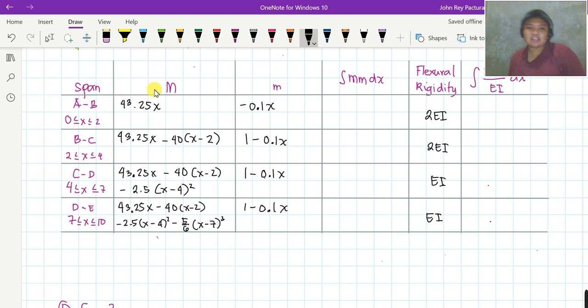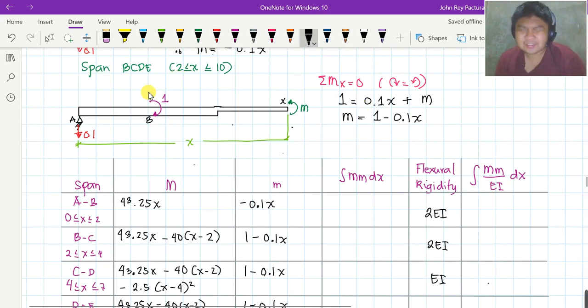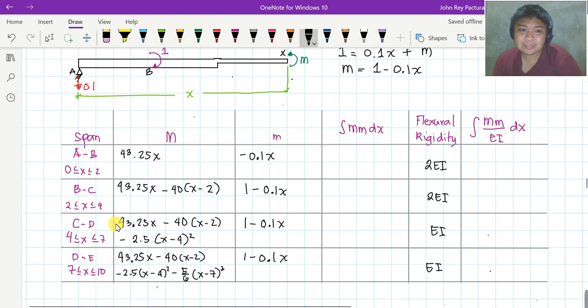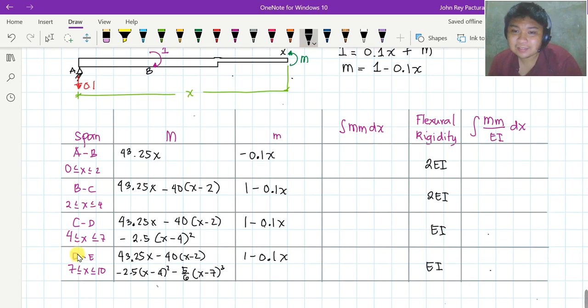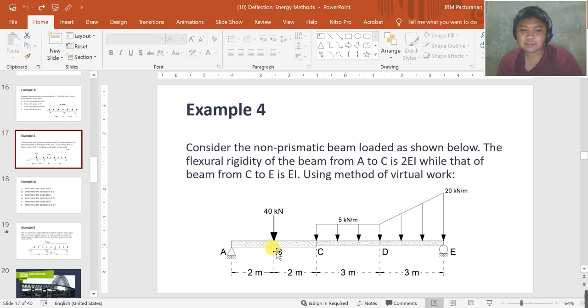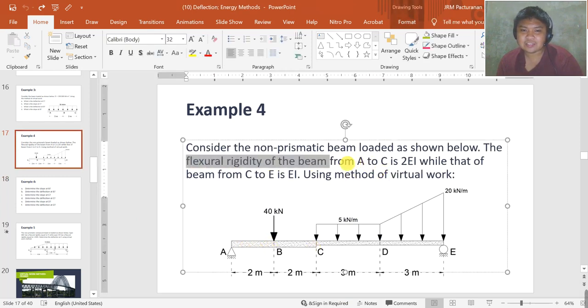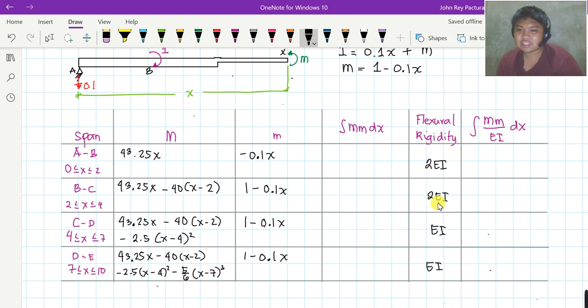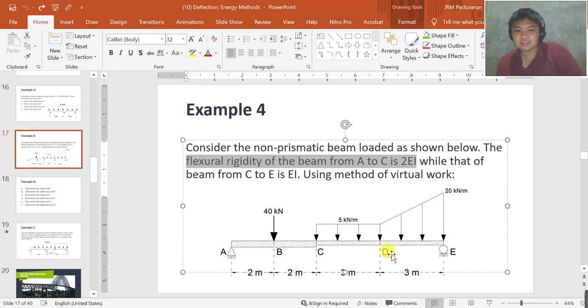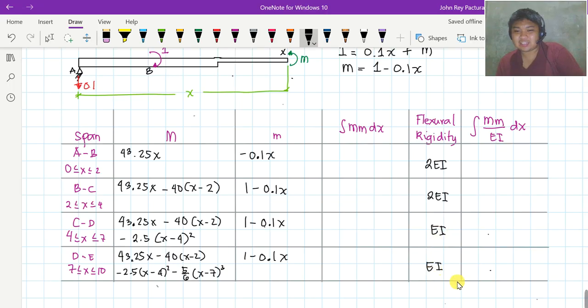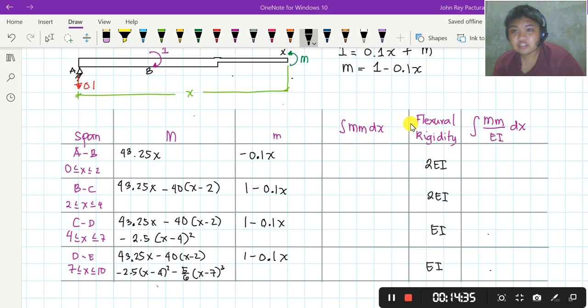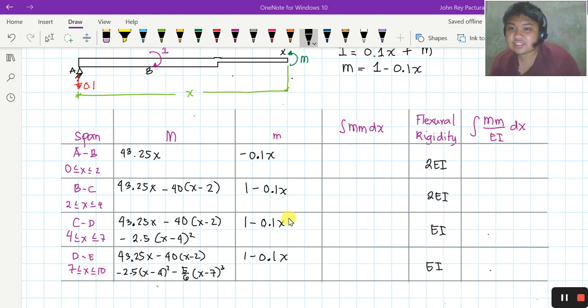Okay? So, I hope that is clear. Kasi nga, this is applicable sa BCDE. So, that is applicable sa BC, sa CD, at the same time sa DE. Before kong isolve ang integral class, gusto ko lang i-emphasize yung paglalagay ko ng flexural rigidity. So, kung maalala nyo, ito yung original beam natin. So, from A to C, sabi nga dito, the flexural rigidity of the beam from A to C is 2EI. So, therefore, yung A to B is 2EI, tapos yung B to C is 2EI. On the other hand, yung C to D is EI and D to E is EI. Ayan siya class ngayon. So I hope nagegets nyo yung paglalagay ko ng flexural rigidity dito sa ating table.